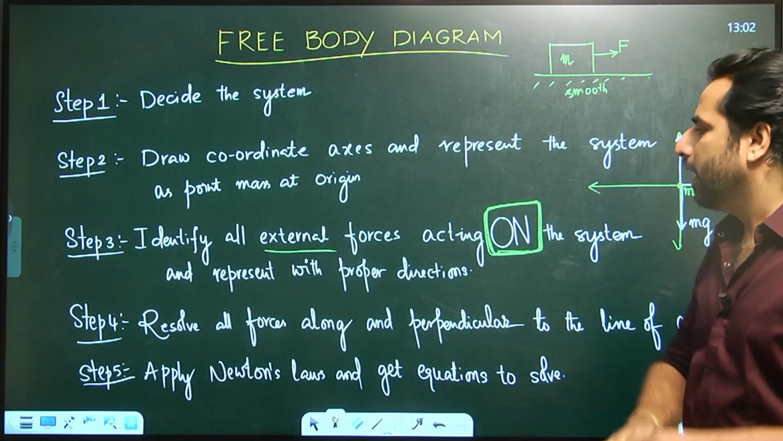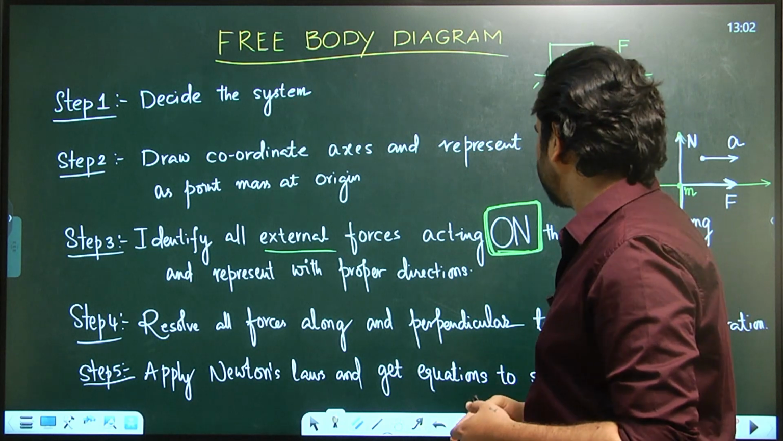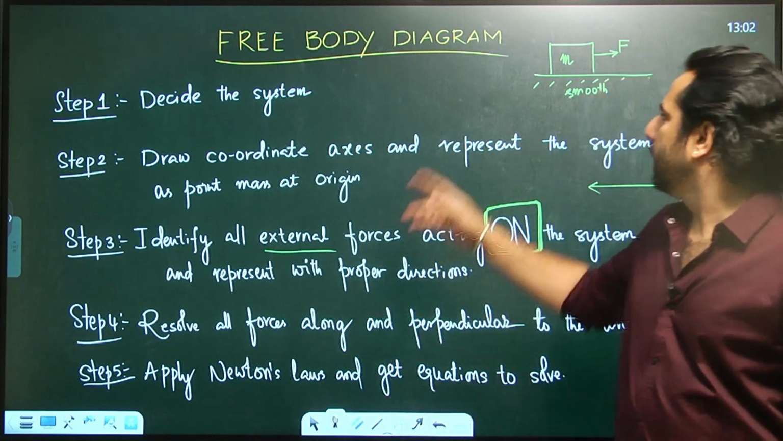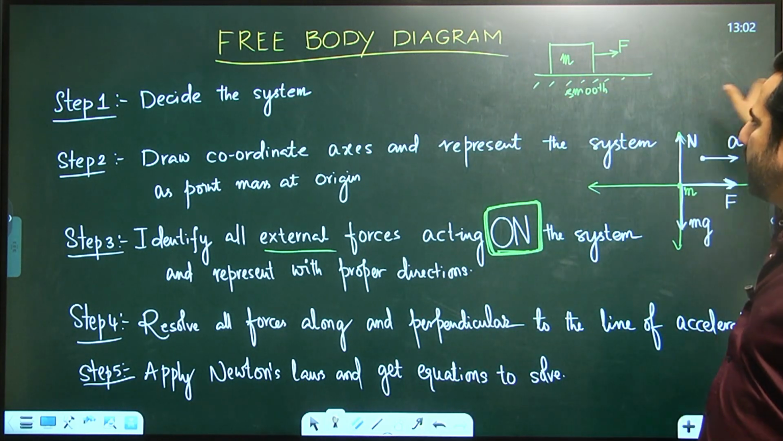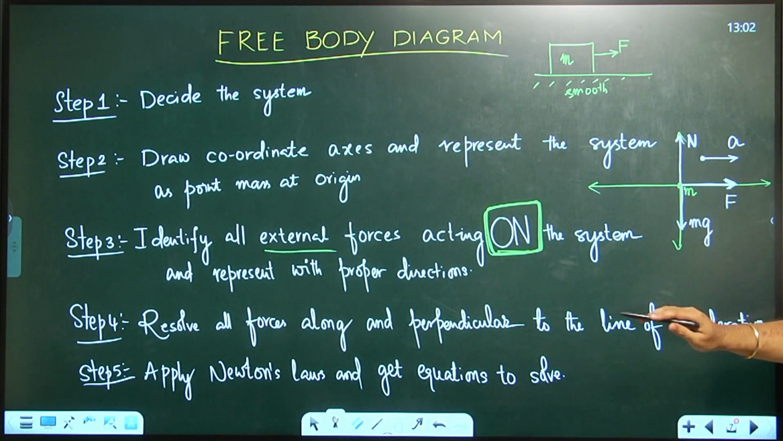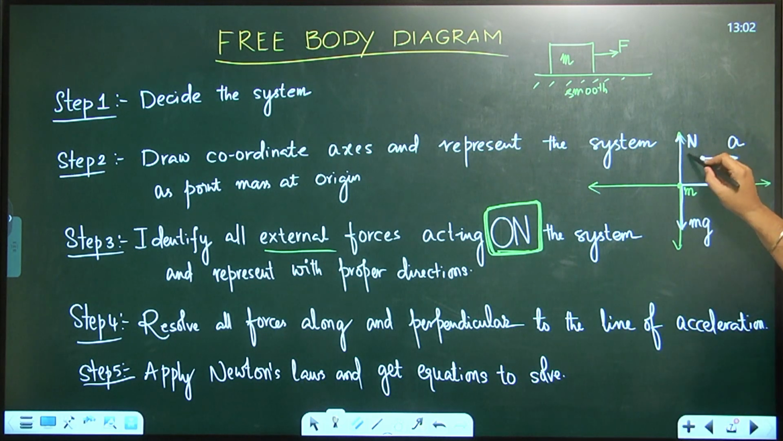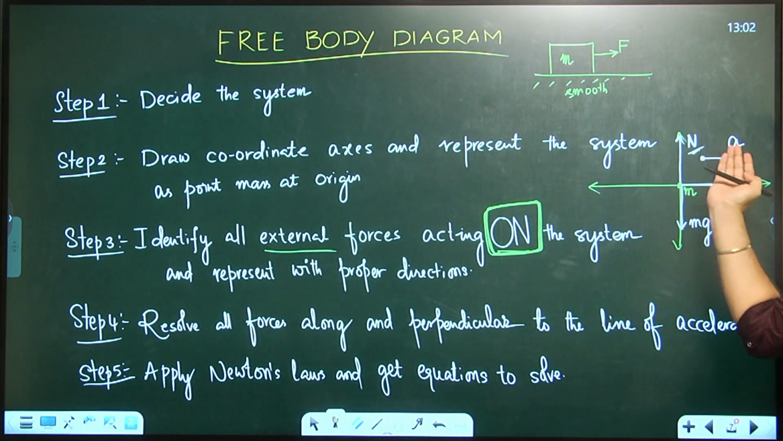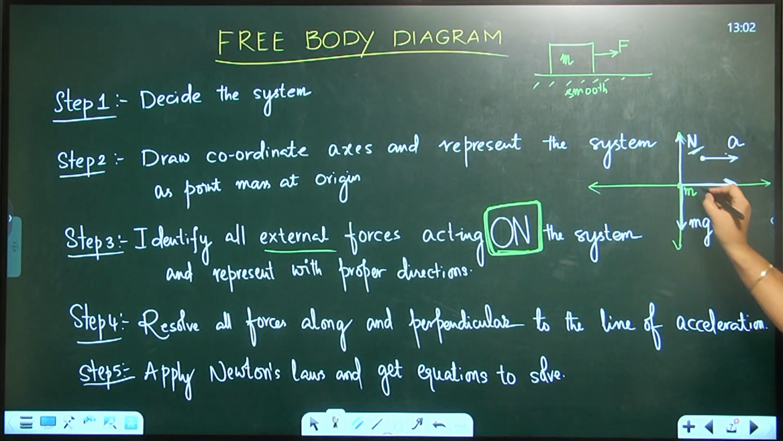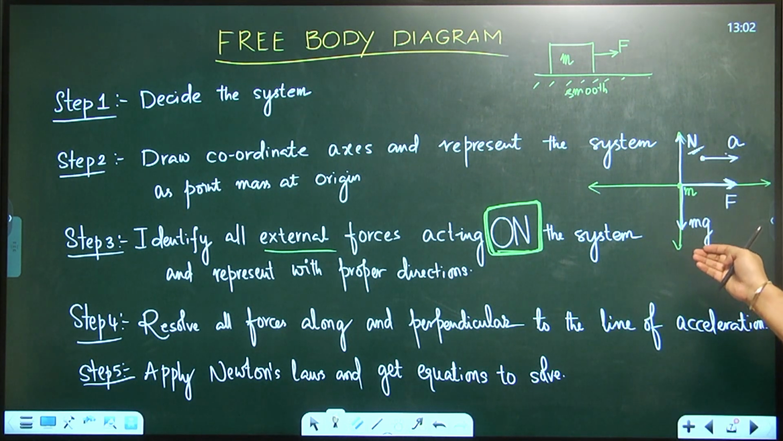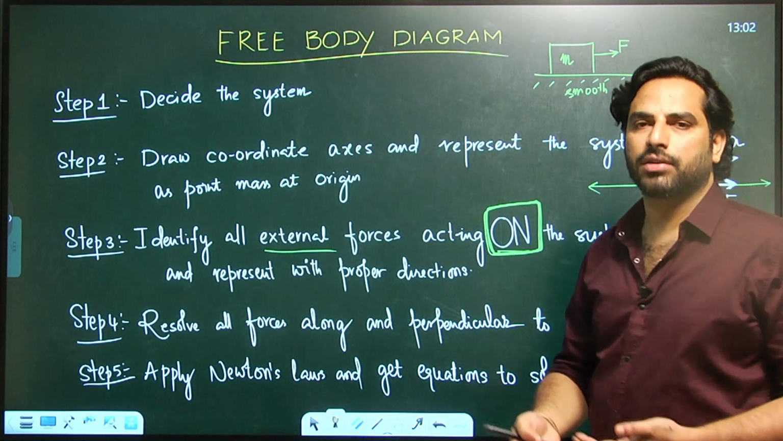Now step 4 says, resolve all the forces acting along and perpendicular to the line of acceleration. So identify the line of acceleration. In this particular simple case, the system would accelerate along the horizontal, so the line of acceleration is horizontal. Now resolve all the forces along and perpendicular to the line of acceleration. The normal force is already perpendicular to acceleration, so there is no necessity to resolve it again. And mg is already perpendicular to acceleration. The force F is along acceleration. Because this is a simple case, step 4 is not useful here. The forces are already resolved along the line of acceleration.